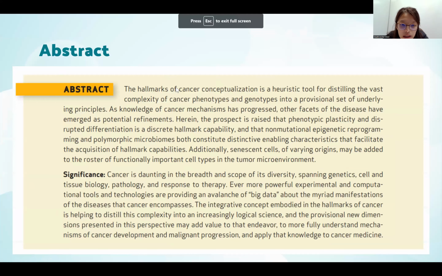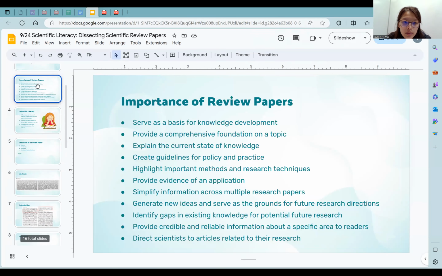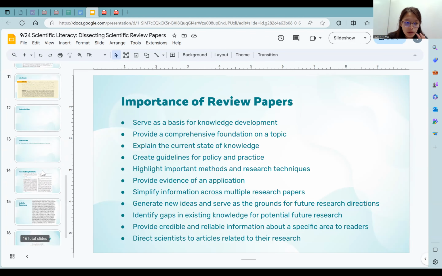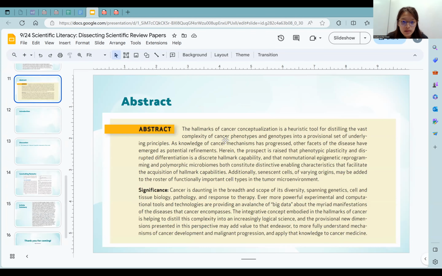So here, this is the abstract. At the beginning we had a slide that talked about the purpose of a review paper. The last one was talking about the basis of knowledge, compiling different research papers. This one is more about this point here, to create guidelines for policy and practice. So they're providing a framework for describing cancer research and different components of this framework. They call it the hallmarks of cancer.